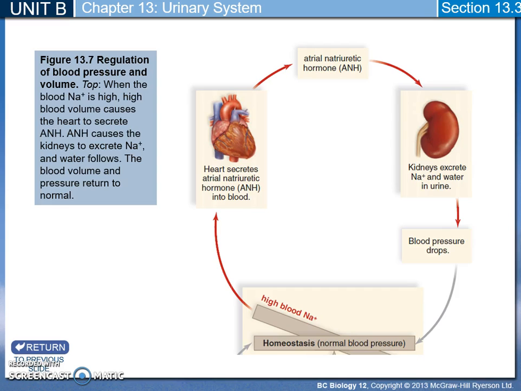Here you can see that particular feedback loop. If blood sodium is high, then high blood pressure causes the heart to secrete ANH, and the ANH causes the kidneys to excrete sodium, and water follows. So then we get a lowering of blood volume and blood pressure back to normal.